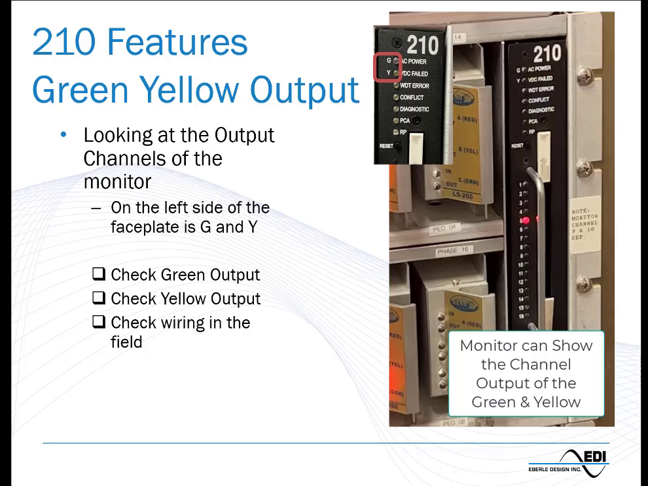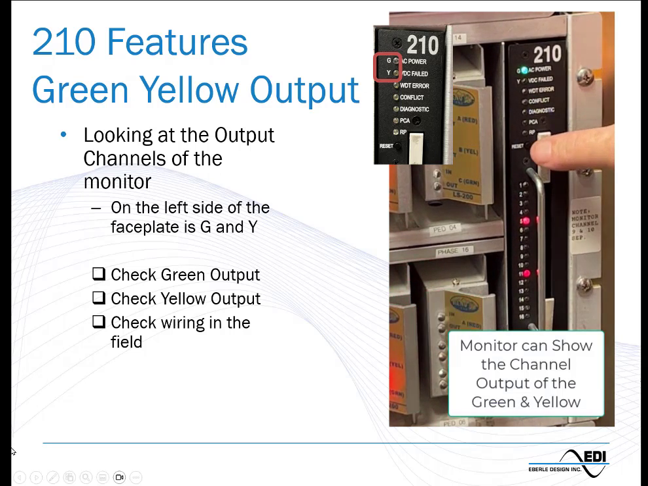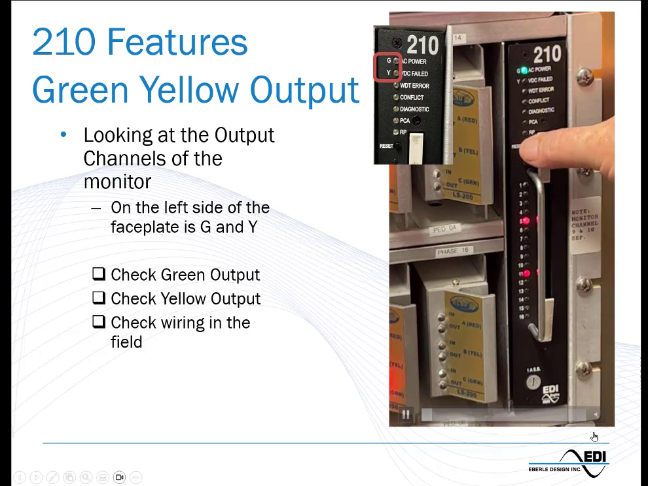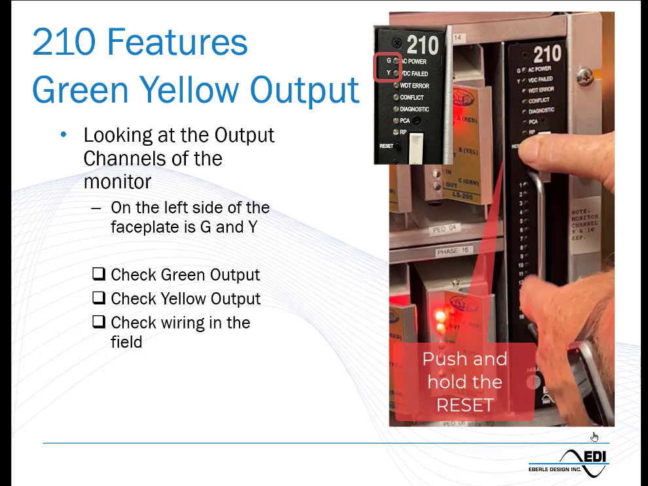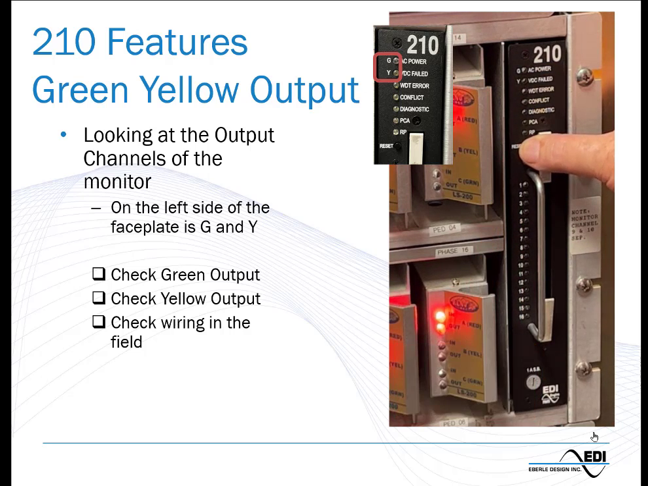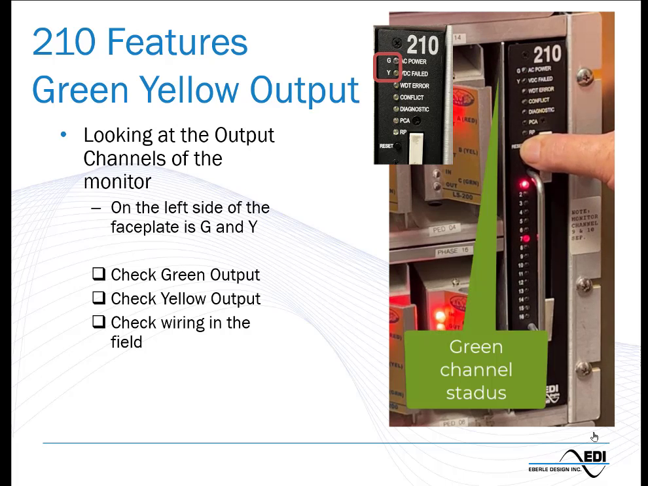The last thing is the feature. As I said, you can actually look at the outputs from the monitor. What you do is push the reset and hold it, and you will notice the flashing green up here. That means it's just looking at the green channels. So the LEDs will only illuminate when the green channel is on. In this case, channels 1 and 7 are on.